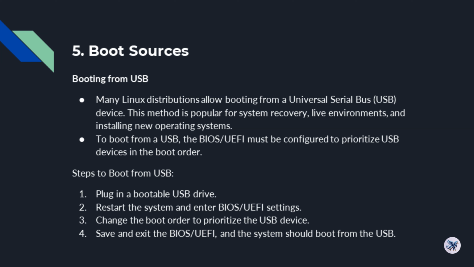Steps to boot from USB. Plug in a bootable USB drive. Restart the system and enter BIOS/UEFI settings. Change the boot order to prioritize the USB device. Save and exit the BIOS/UEFI, and the system should boot from the USB.